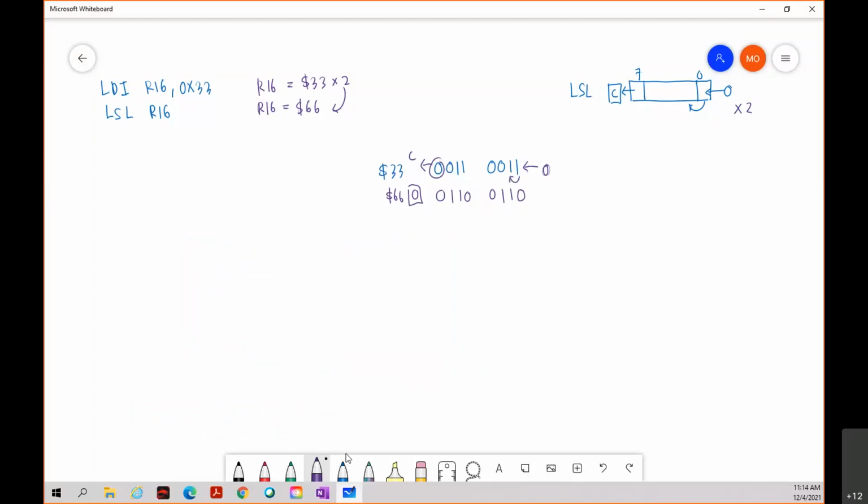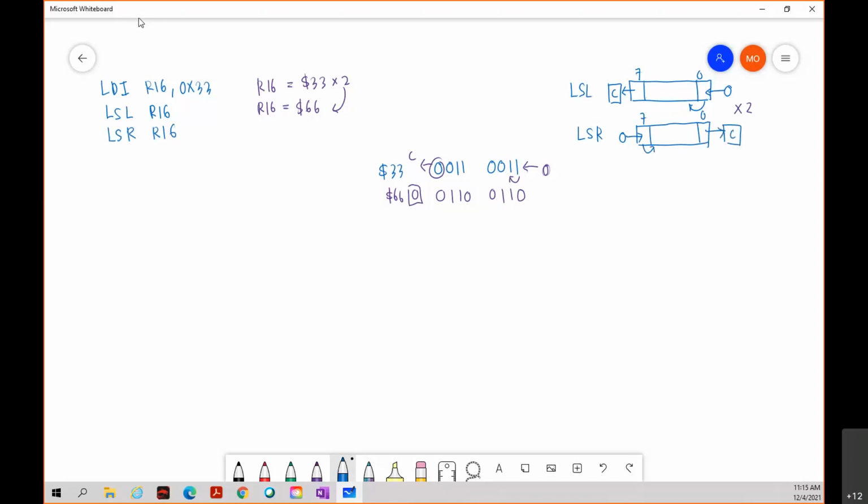Previously we did the LSL. This instruction here is executed sequentially. So now you have the LSR R16. So what happened for the LSR? This is the operation here. You have 0 from outside go to your bit 7, while this bit 0 here will go to your C flag, and then the rest of the bits will be shifted to the right by 1 bit.